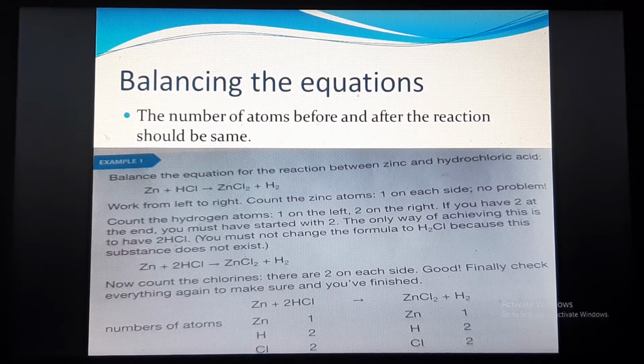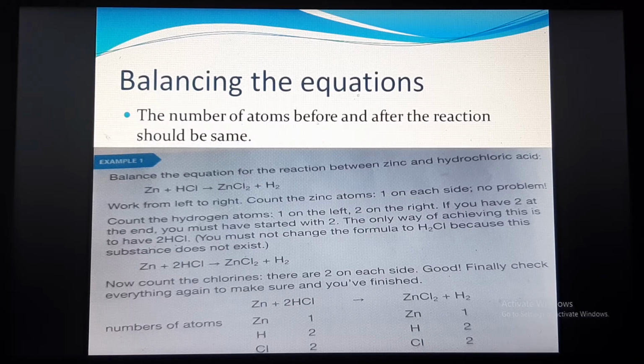Then after you get the equation, you have to calculate the numbers also. It is given below. Write the elements Zn, H and Cl, these 3 elements. Zn equal to 1, H equal to 2, chlorine equal to 2. And on the right side also, Zn is equal to 1, H is equal to 2 and chlorine is equal to 2. This is the way we can balance the chemical equations.